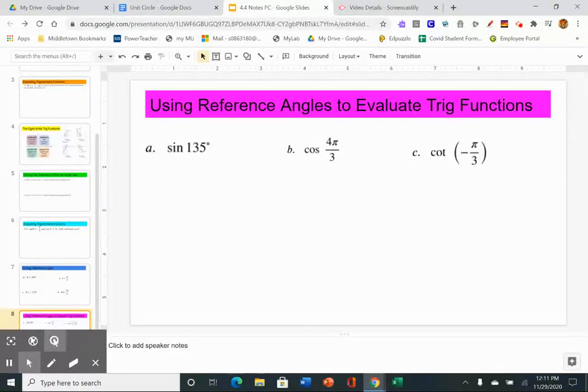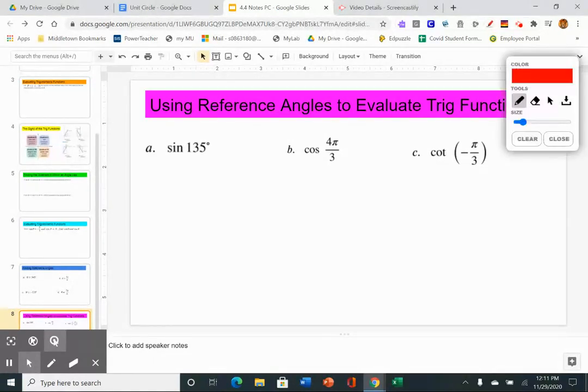Okay, the last thing we're going to do is use reference angles to evaluate trig functions. So we're going to basically use the reference angle to help us solve the problem, to evaluate the trig function. First we have the sine of 135 degrees. I'm going to start off the same way and find the reference angle first.